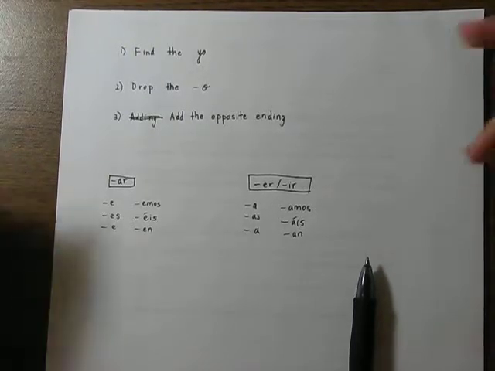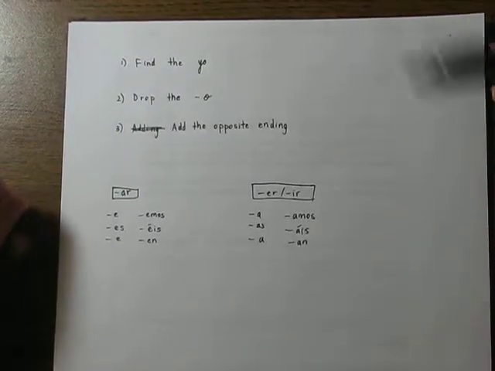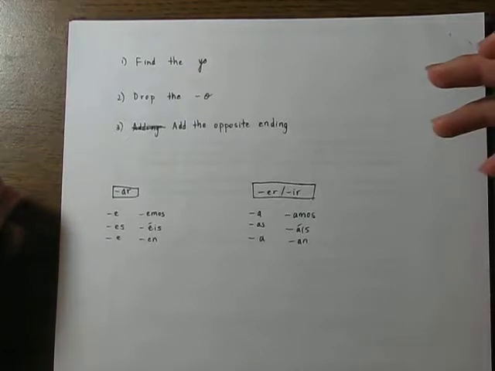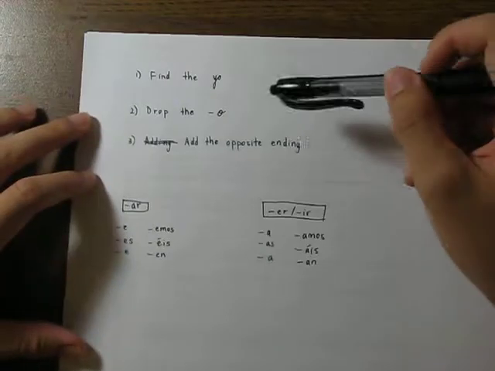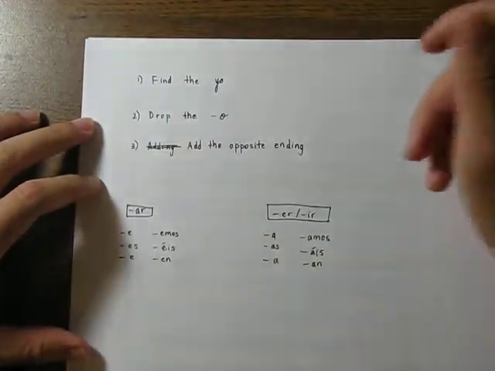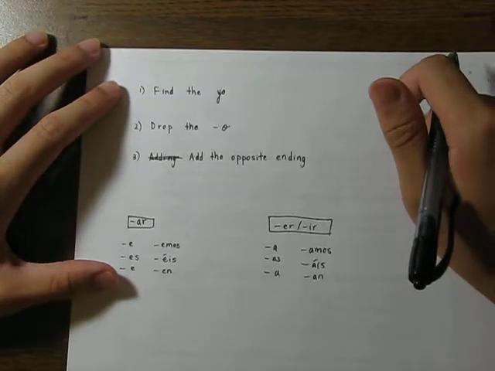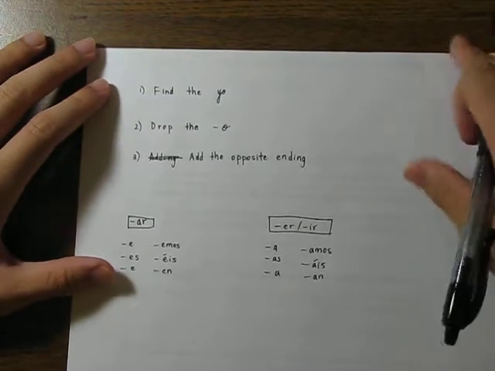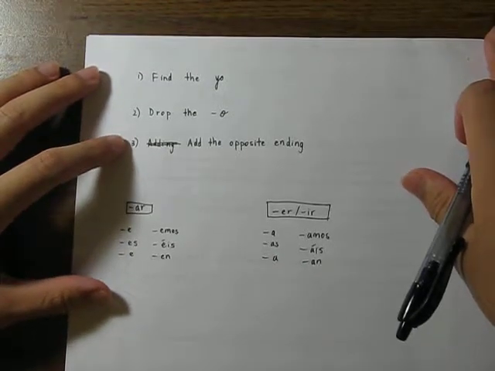Now that you know the meaning of the subjunctive form, let's shift gears and take a look at conjugations. For most verbs in the present subjunctive, you use the following three steps. First, you have to find the yo form of the present indicative of the verb, basically. Then you have to drop the yo. And then you have to add the opposite ending.